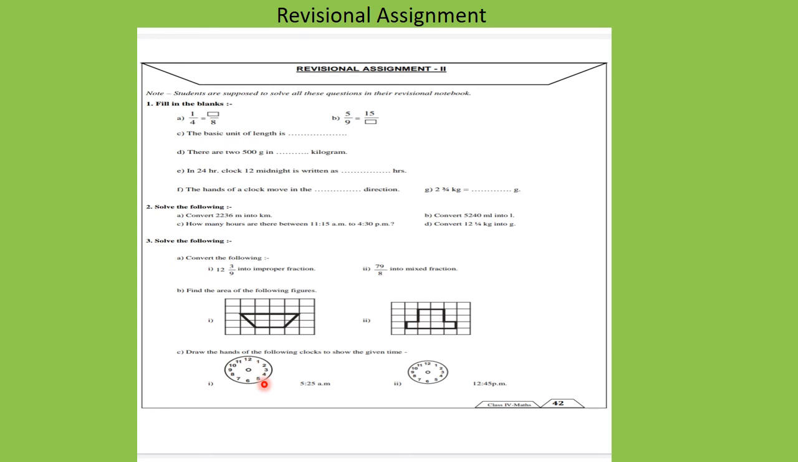The next question is you will have to show 12:45 pm. So how will you show 12:45 pm? 12:45 pm means that right now the timing is 1:45. So here the hour hand would be on 1 and the minute hand would be on 9. So this will be 12:45.